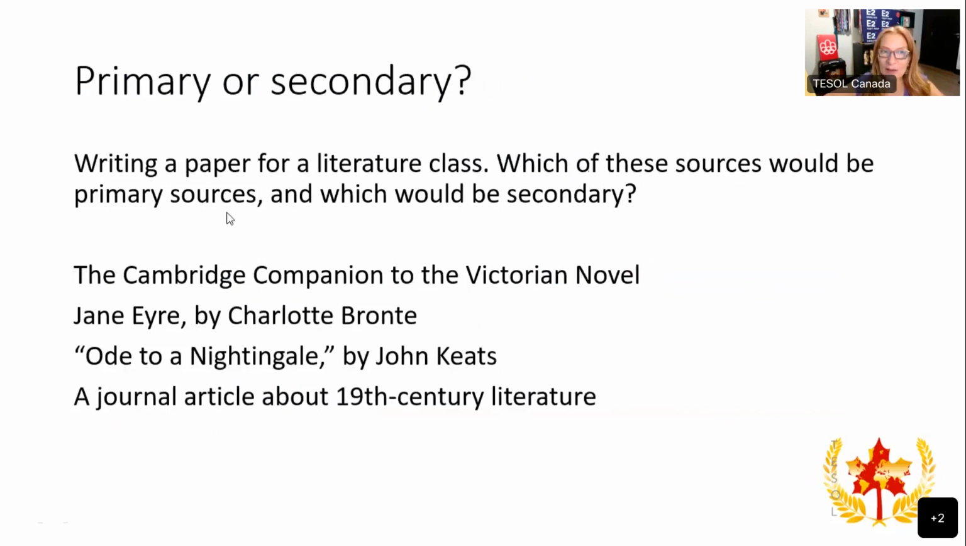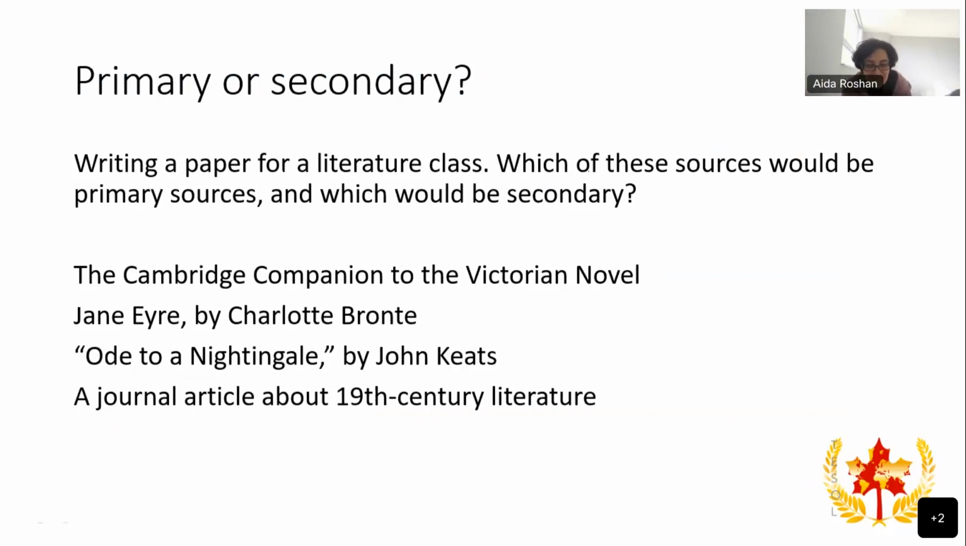So let's suppose you're writing a paper for a literature class. Now, which of these sources would be primary and which would be secondary? The Cambridge Journal article. The first one can be primary, I guess. Okay, the Cambridge Companion to Victorian Novel. Jane Eyre? Yeah, primary. Okay. No, the first one is not primary. The first one is secondary.